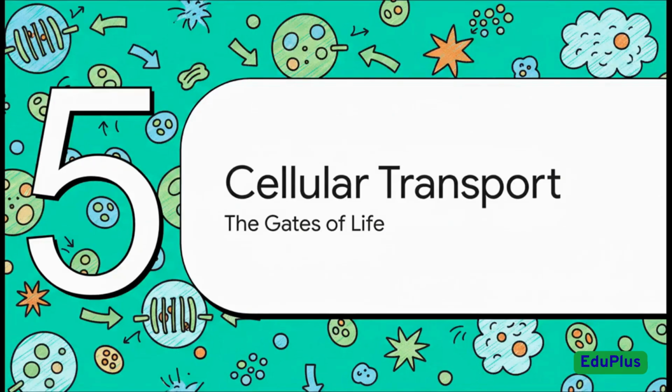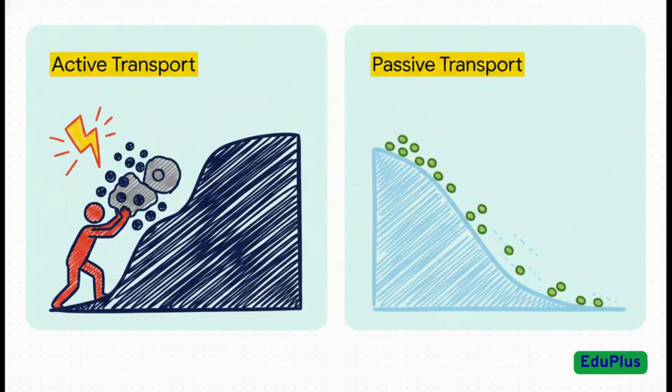Finally, Section 5, Cellular Transport Mechanisms, the Gates of Life. For this microscopic factory to actually survive, it has to breathe and eat, right? It's constantly pulling resources in and pumping waste back out. And this transport ultimately boils down to a fundamental concept in physics. Does the cell have to spend energy to make the move?